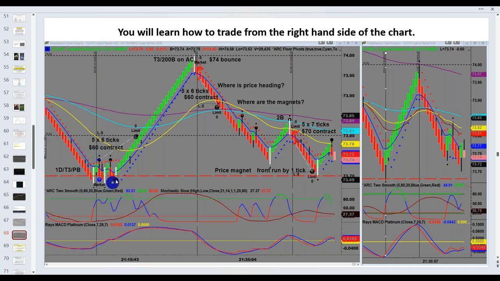But here we had a pivot bounce. See how we bounced off that pivot? So that was based on yesterday's price action. So then I traded that there. Five ticks at $60 a contract on five lots on oil.